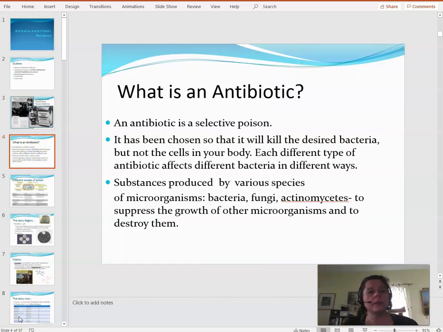The first thing we'd like to do is define what an antibiotic is. Well, it's basically a selective poison against bacteria. It doesn't work against viruses, doesn't work against parasites, it doesn't work against anything else. It's a poison to bacteria. They've been chosen to kill desired bacteria and not the cells in our bodies. This is one of the great things about taking antibiotics: they don't have any effect on us and our bodies. They only affect the bacteria, and there are different types that affect different types of bacteria. They affect them in different ways, and we'll go into some of those ways.